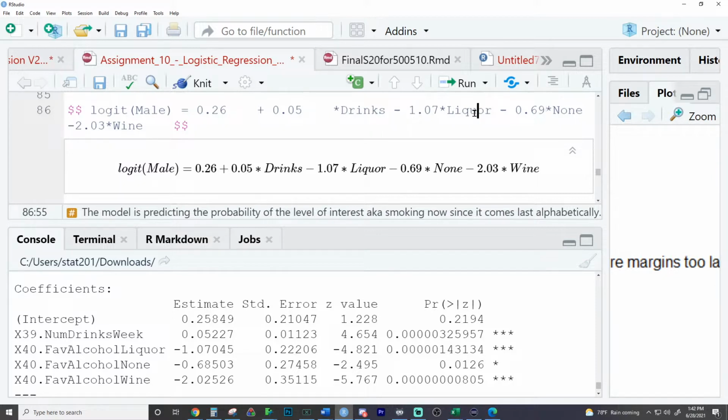Now, what are the only values that liquor, none, and wine can take on? You can see right here how they are written. So we can actually solve this ourselves, and then I'll solve it using R in a moment. What are the only values? 0 or 1. So what I'm going to do is take my equation, and this is one way to solve it.